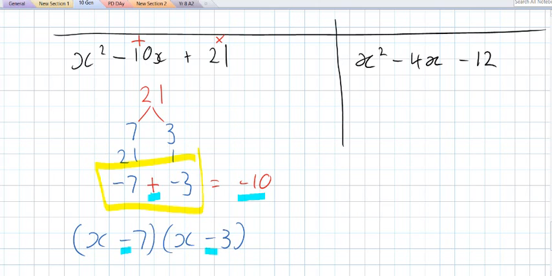Then wouldn't that be x squared? No. If we expanded it out, we would eventually get back to what's at the top. But are we expanding it out? No, we're just factorising. So when we're factorising, all we're trying to do is break it into two brackets. Alright, last one.